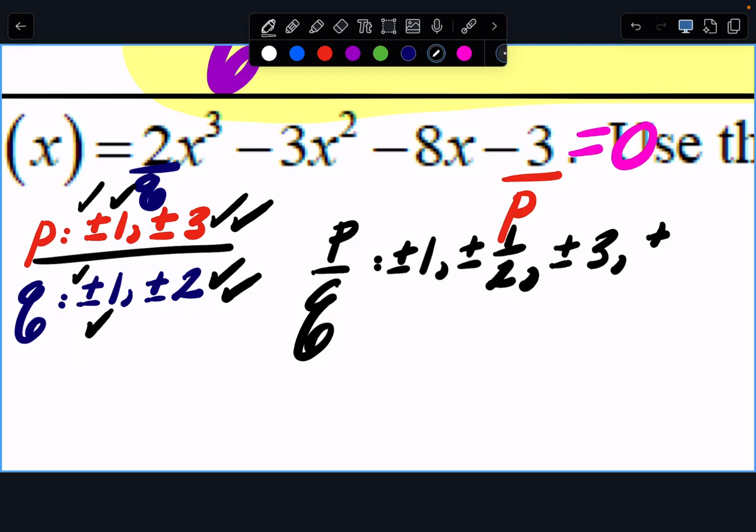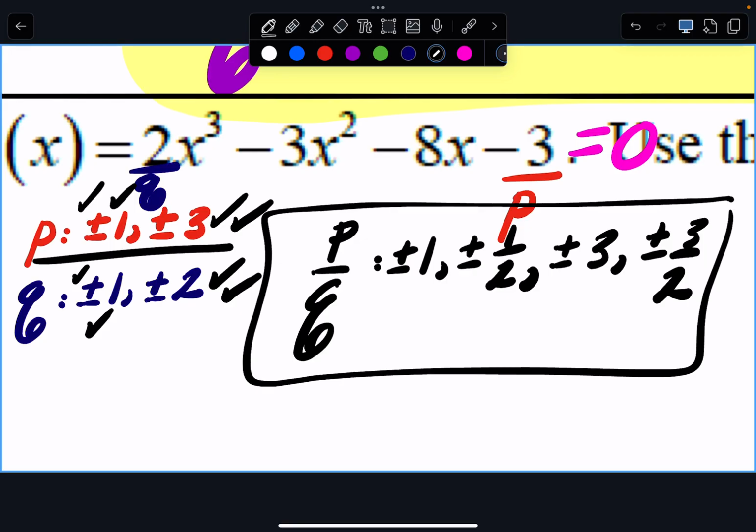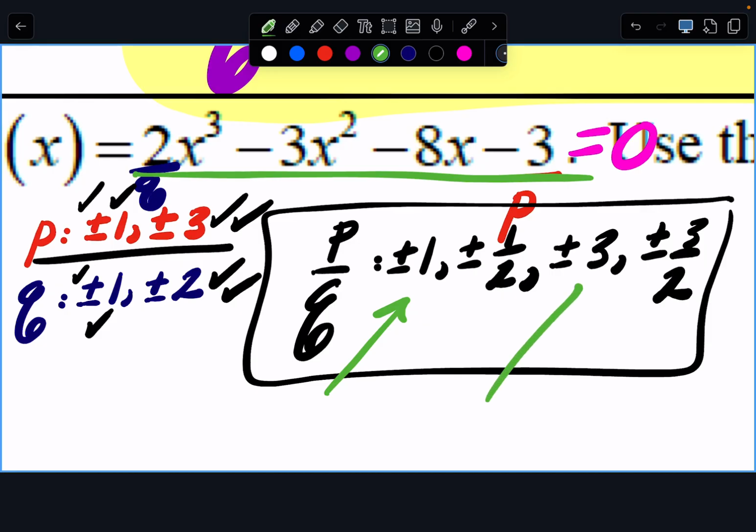So let me state this again. These mathematicians discovered if this polynomial is going to cross at a whole number solution, it's either going to be positive 1 or negative 1, positive 3 or negative 3. Those are the only possibilities. So that's actually a pretty small list of whole numbers. Do you guys agree? They also discovered if it's going to cross at a fraction, it will cross at positive 1/2 or negative 1/2, positive 3/2 or negative 3/2. So those are the only possibilities.